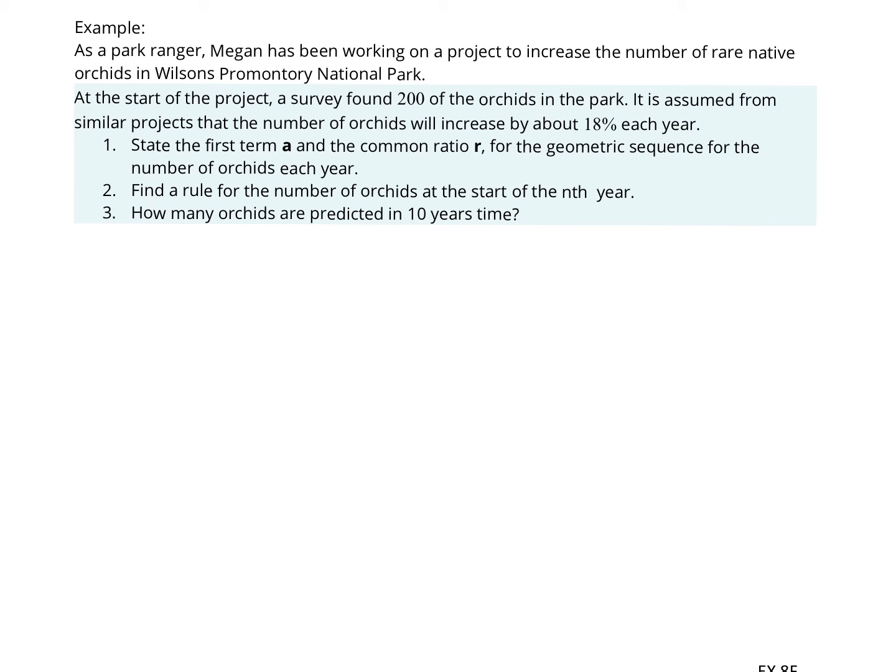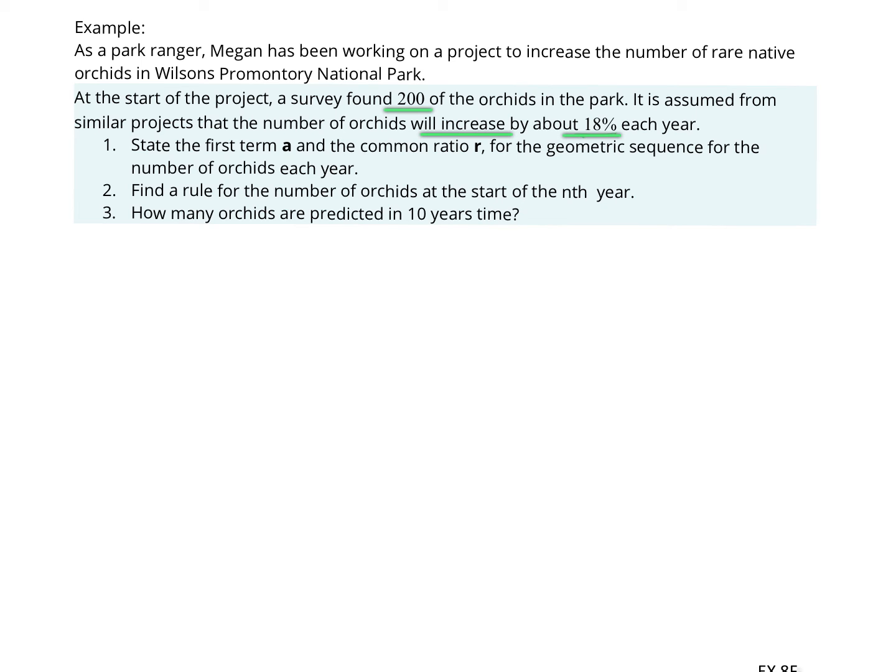Park Ranger Megan has been working on a project to increase the number of rare native orchids in Wilson's Promontory National Park. At the start of the project, a survey found 200 of the orchids in the park. It is assumed from similar projects that the number of orchids will increase about 18% each year.